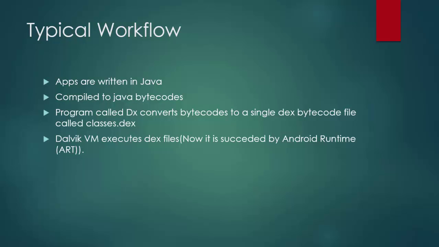So now we'll discuss how a typical workflow of your Android app takes place. So on a high level, you write the Android apps in the Java programming language. After that, they are compiled into Java bytecodes. So this is the typical flow in a normal Java-based application on desktop. The change over here is after your app is compiled to Java bytecodes, there's a program called DX which converts the bytecodes into a single DEX file, which will be called classes.dex. So this is basically an optimization to run on Android, compared to the normal Java workflow.